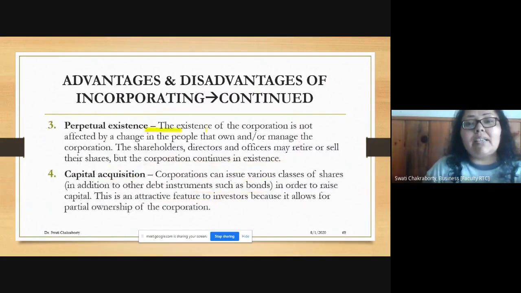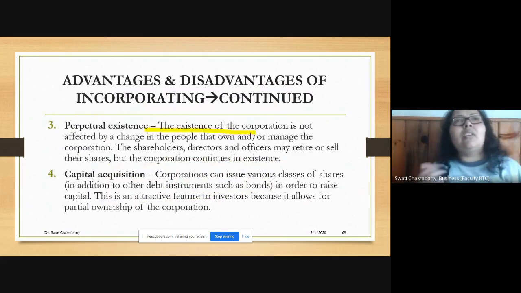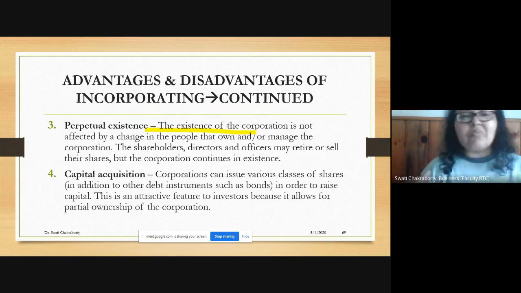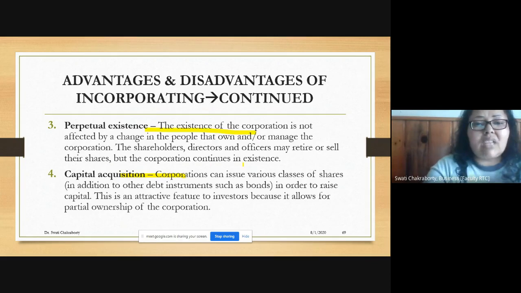Perpetual existence. The corporation goes on surviving as long as there is money. It doesn't affect the running of the corporation when owners retire or pass away, when officers retire, or when management changes. Capital acquisition. A corporation can easily acquire capital through the selling of shares, right? They can do that.